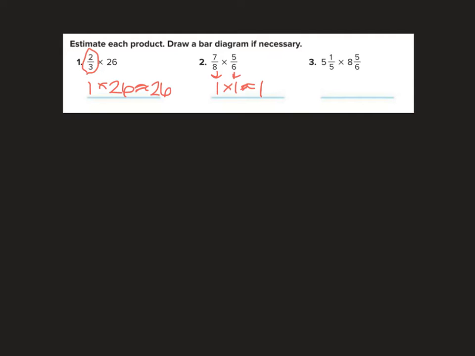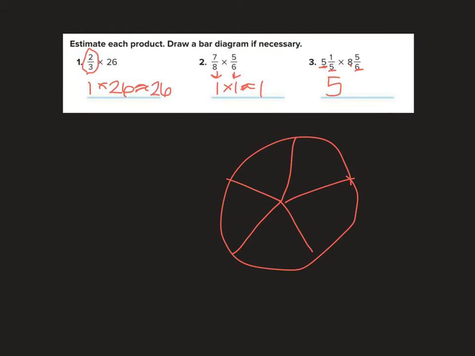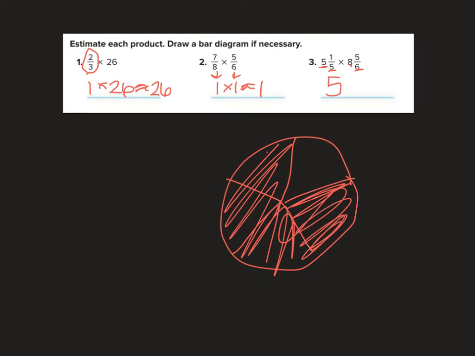5 and 1/5. I have 5 wholes plus a tiny bit more, so I'm going to round that one down to 5. 8 and 5/6. Think of that pizza. If I have 6 equal pieces and I ate 5 of them, 1, 2, 3, 4, 5, did I almost eat the whole pizza or none at all? Almost the whole thing. So I'm going to add 1 to my whole number. So 5 times 9 is 45. I should do the wavy equal sign because we're estimating.